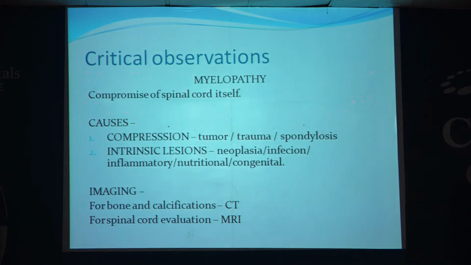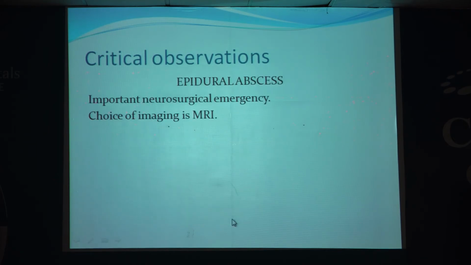Then what are the critical observations related to the spinal cord itself? It is myelopathies, that is compromise of the spinal cord itself. The causes might be compression, that might be extrinsic compression because of trauma, tumor, or spondylosis, and intrinsic lesions like infection, inflammation, neoplasia, etc. If we want to see bone calcifications, CT should be ordered, and if we want to evaluate the spinal cord, then an MR is ordered.